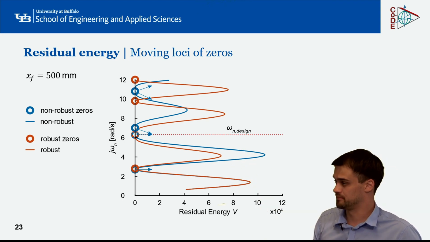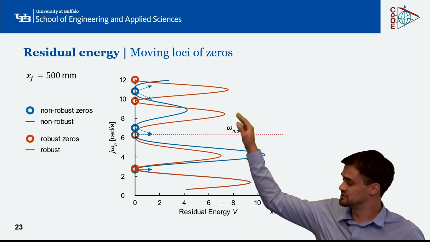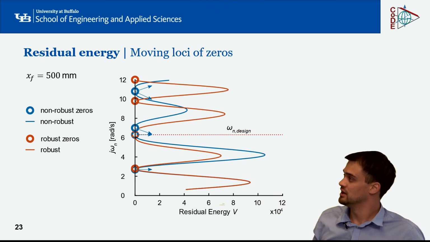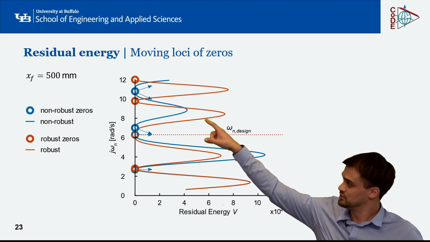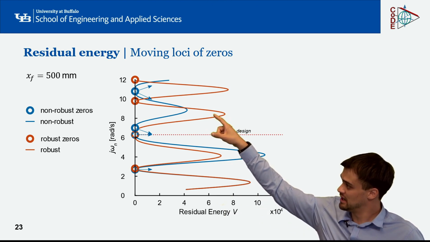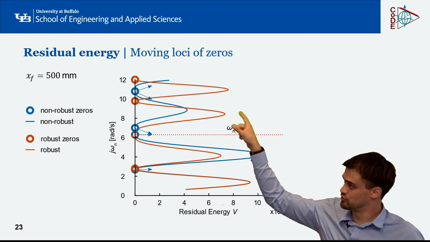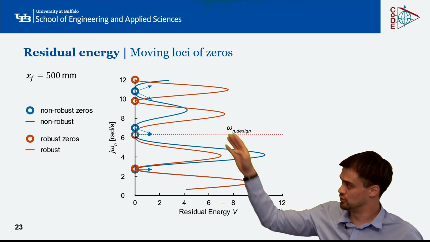and the non-robust controller is going to be equal to a robust controller. We can say as well that for higher frequencies, where we have, for instance, unmodeled dynamics, a non-robust controller might do actually better than a robust controller, because you can see that the residual energy at this higher frequency, for instance, for a non-robust controller, is lower than for a robust controller.